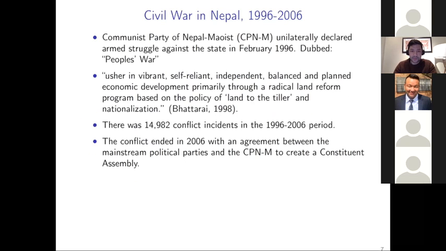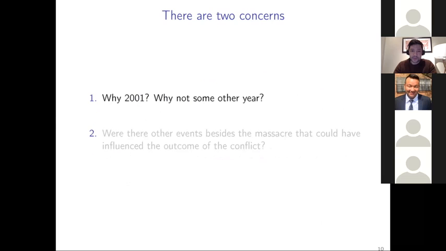I'm going to skip through some of the earlier slides. I think Khusiman also just talked about the conflict itself, and I'm assuming that you all know that, in the interest of time. So two things concern me as soon as I put out those questions, right? First is, why is 2001 important? We had a decade-long war from 96 to 2006. Why would 2001 be important?